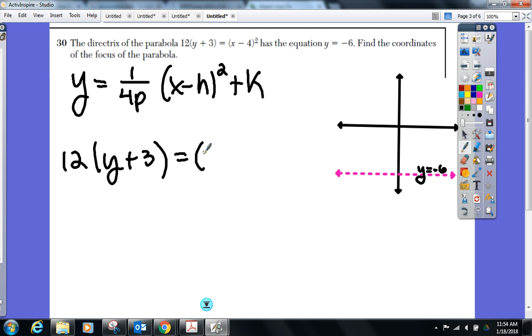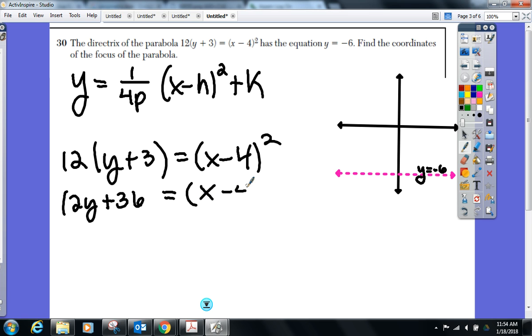And some people I helped out yesterday, so you know already, but I got to get Y by itself. You want to distribute 12? Distribute 12. Some of you may have divided by 12. That's fine. Do I want to FOIL this, though? No, I want it to look like this. It already looks like X minus H. Got it.